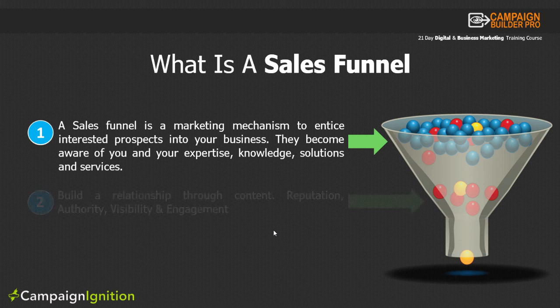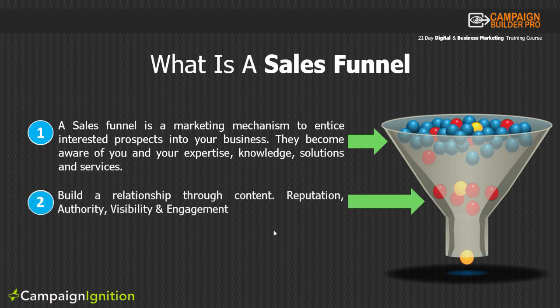The second part of this is where we nurture those people that we brought in. This is where we build relationships through content, through the information and the contact and the content that we have with those people. This is where we can start building a genuine reputation. They can start seeing that we have an authority in that field. We build up a lot of visibility, and we can start genuinely engaging with people. This is critical. Once we've got people into the top end of our funnel, we can start building these relationships and building this authority with them, and genuinely engaging with them.